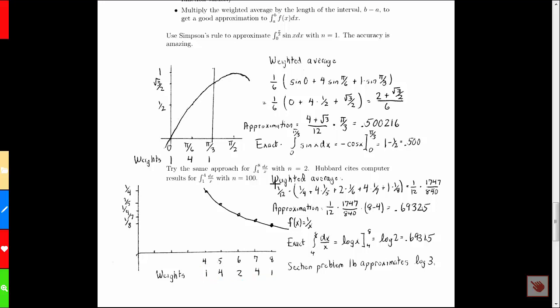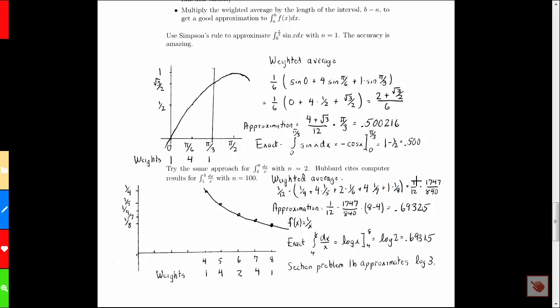So for our weighted average, we have 1/12 times the sum of 5 terms. We're evaluating 1 over x at 4, 5, 6, 7, and 8. A weight of 1 times a 4th, plus a weight of 4 times a 5th, plus a weight of 2 multiplied by 1/6, plus a weight of 4 times 1/7, plus finally a weight of 1 times 1/8.